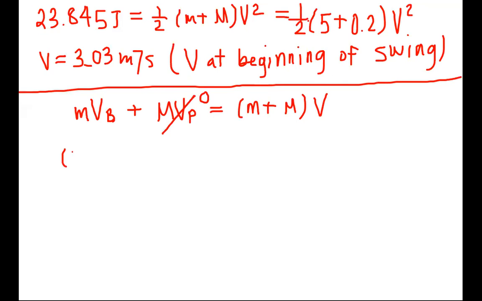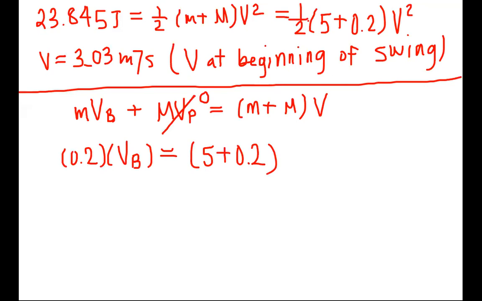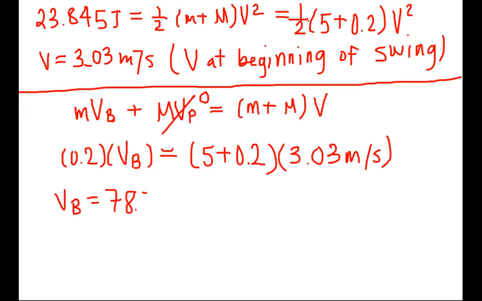So plugging in our known values, we get 0.2 times the velocity of the bullet, which is what we're solving for, what the question asked for, equals the combined mass of 5 plus 0.2 times velocity, which is 3.03 meters per second. So solving for that, we get the velocity of the bullet is equal to about 78.7 meters per second.